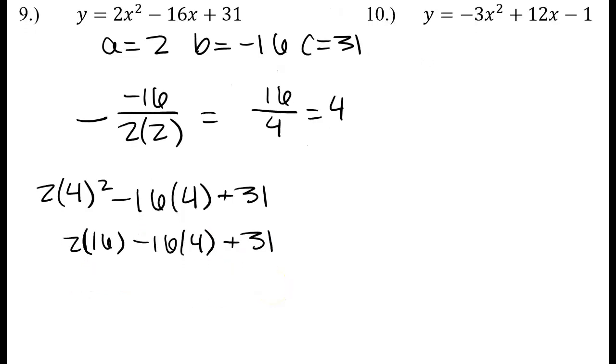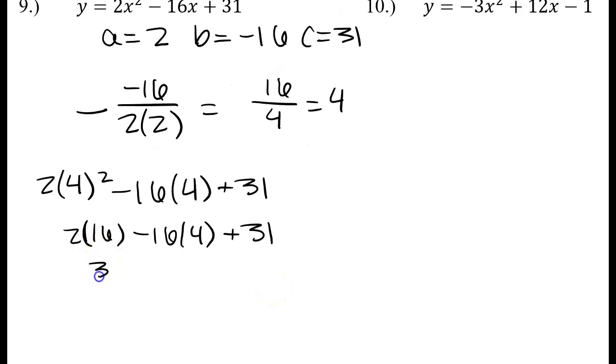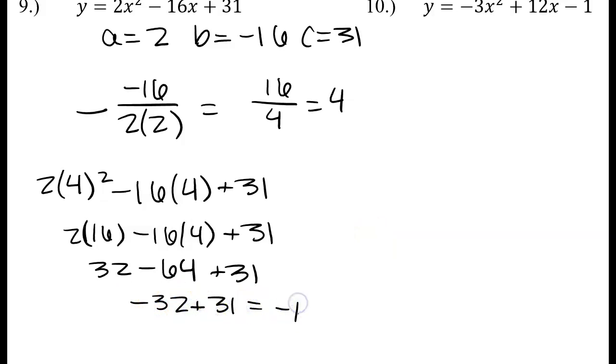Now 2 times 16 is 32, and then minus 16 times 4, that's 64, plus 31. You might need a calculator for some of this. 32 minus 64 is a negative 32. If you add 31 to that, you get negative 1. So my vertex for this problem is 4 comma negative 1. And that's how you find a vertex in standard form.